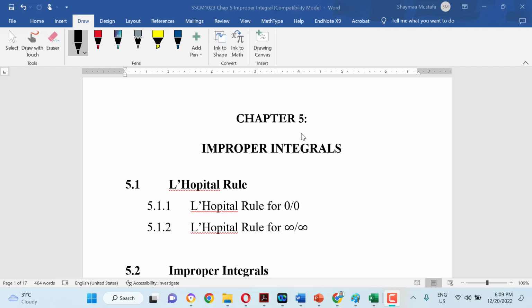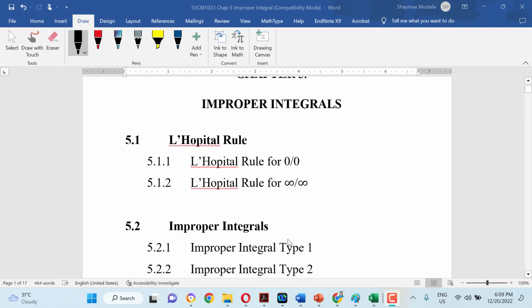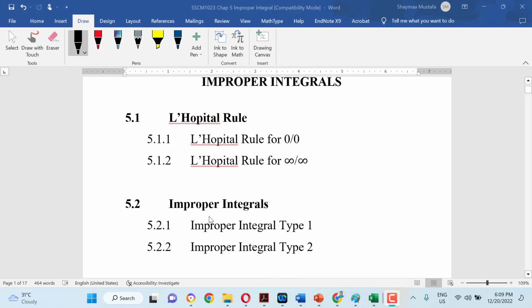Today we will start on chapter 5 about improper integrals. This chapter includes two sections. First section about L'Hôpital's rule, which is when we have 0 over 0 or infinity over infinity, and how to evaluate the improper integrals. We have two types of the improper integral that we will discuss through this chapter.